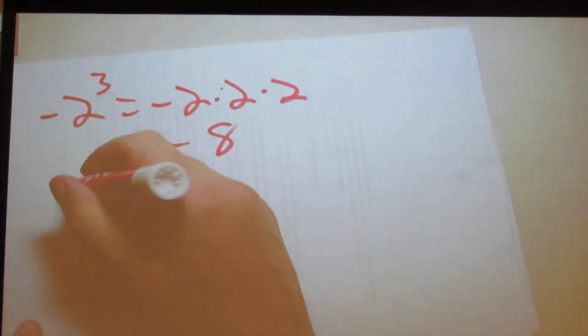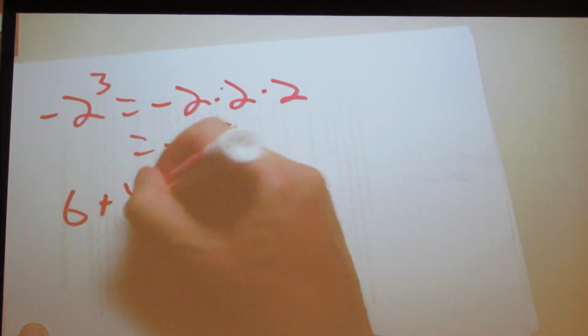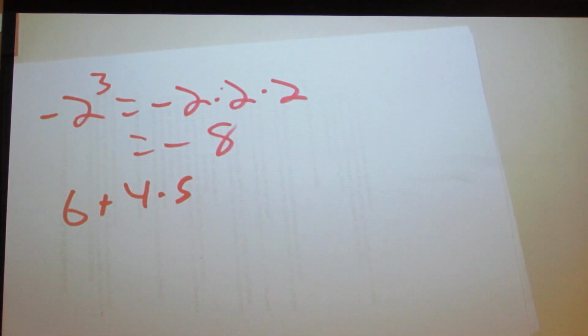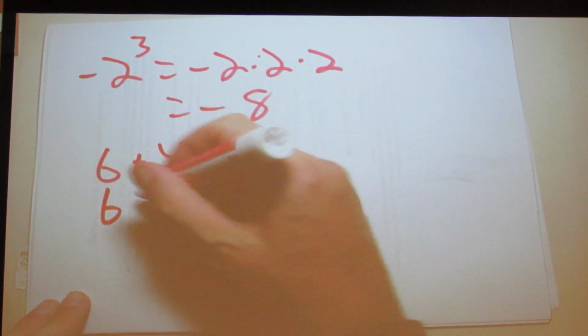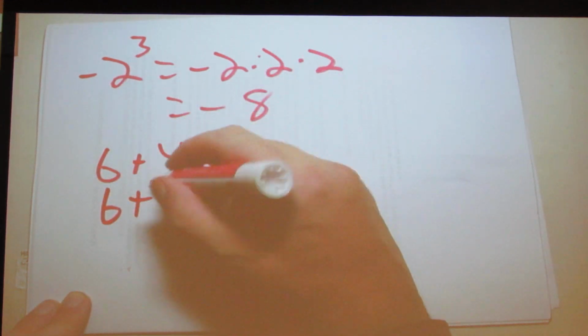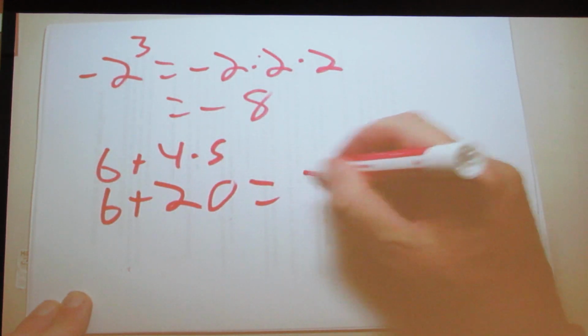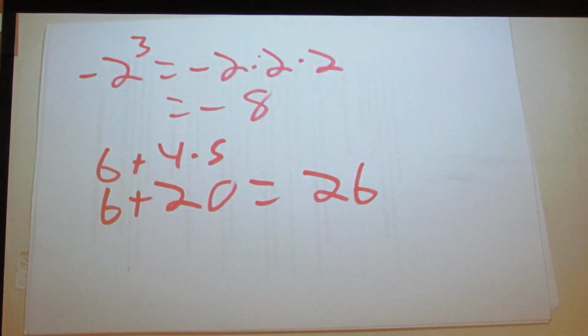And then we'll have something like 6 plus 4 times 5. The point of this one is to make sure you're doing the order of operations first. So we're going to do the multiplication first. So I'll have 6 plus 4 times 5 is 20. Add those together, and we get 26.